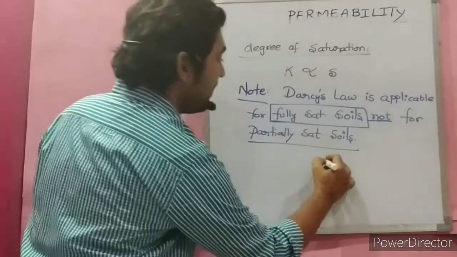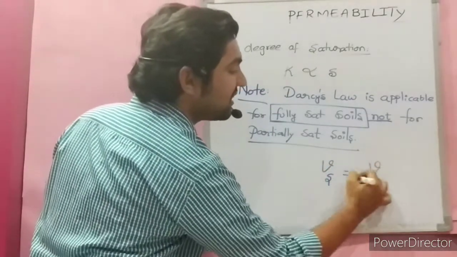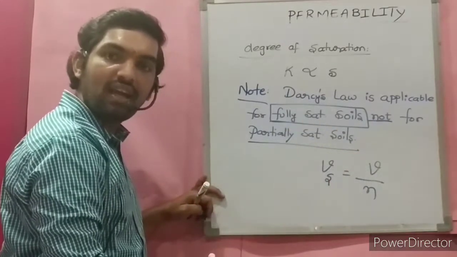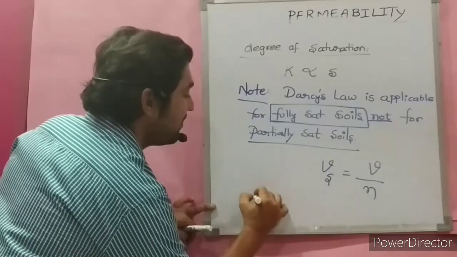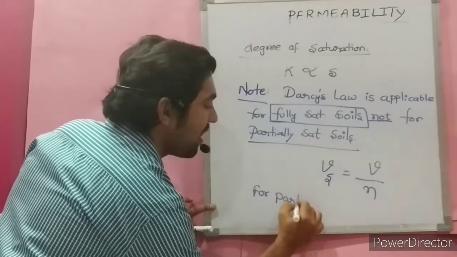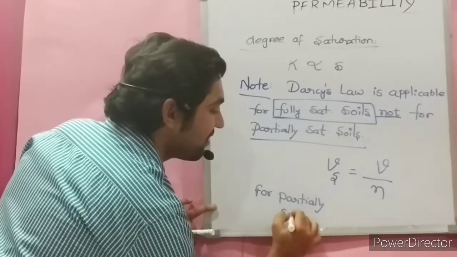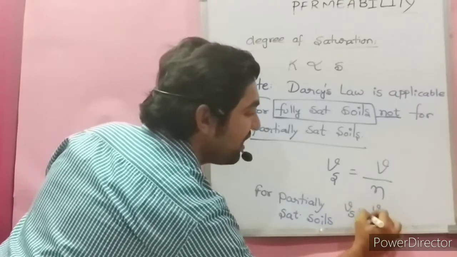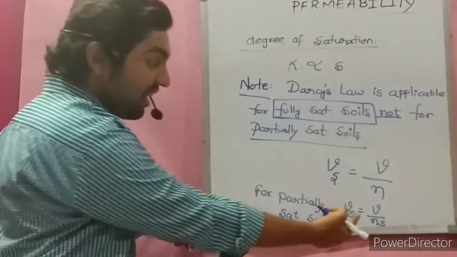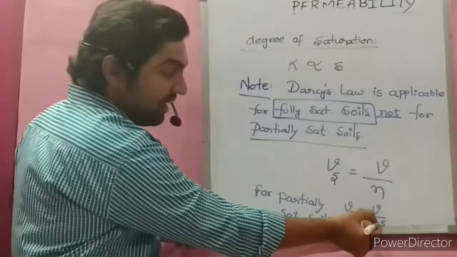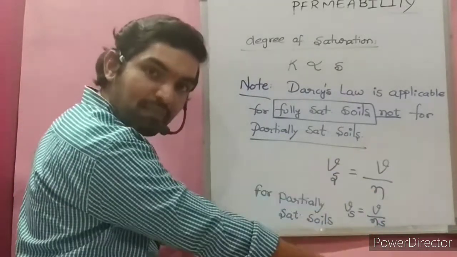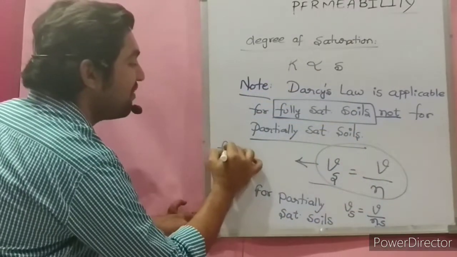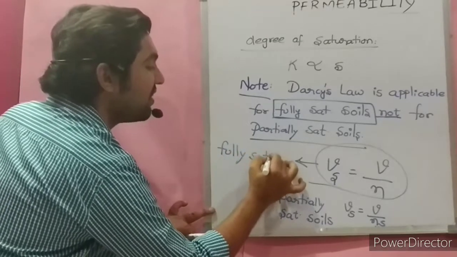In fact, we have seen Vs, seepage velocity, is equal to discharge velocity upon porosity. This equation is valid for fully saturated soils only. For partially saturated soils, this equation becomes Vs = V / (n·S). Here the degree of saturation is considered. If you substitute S = 100%, you arrive at Vs = V/n. This equation is valid for fully saturated soils.